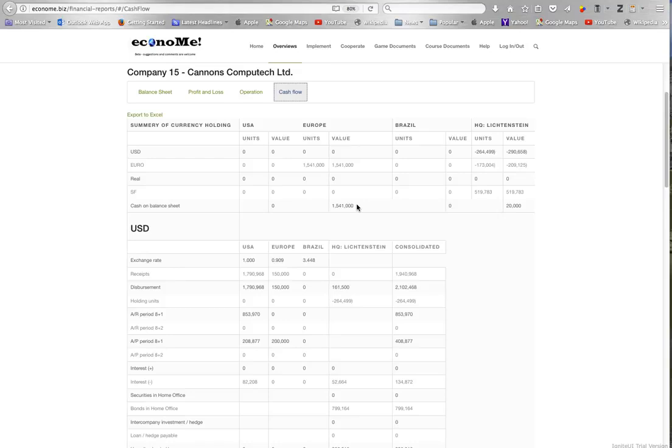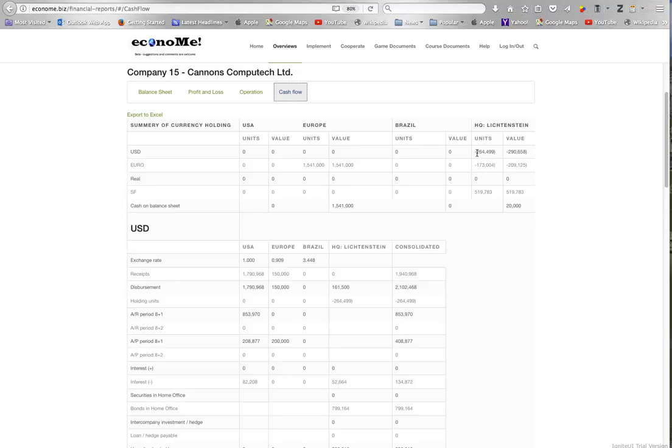Let's look at a more complex area. Let's look at Liechtenstein. In Liechtenstein, there are 3 currencies in use for this company. This company has 519,783 Swiss francs, and because in Liechtenstein the currency used is the Swiss franc, it has the same value as the number of units, because the currency rate, the exchange rate, is 1.